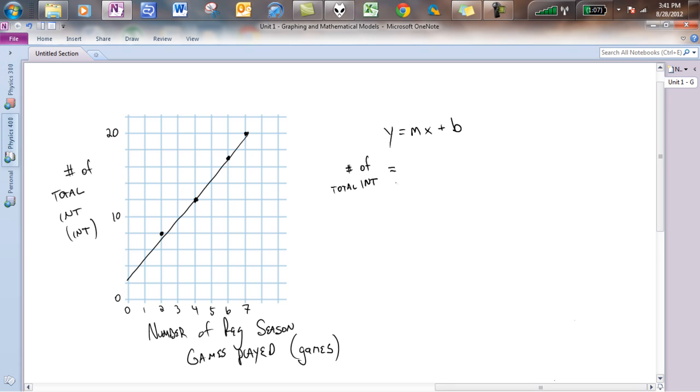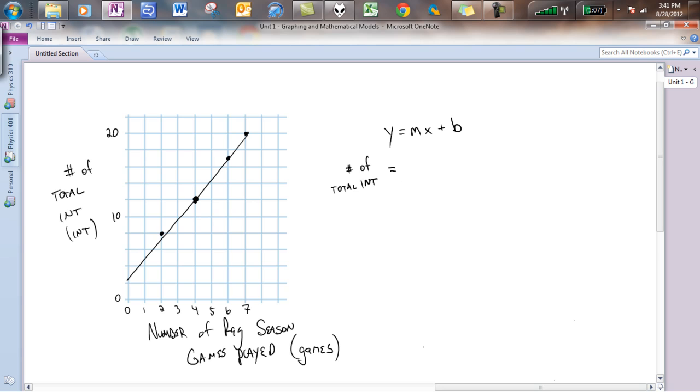M is going to be the slope. So in this case, we're going to have to calculate the slope. The way to calculate a slope is looking at your best fit line and finding 2 points that you can look at to take your slope from.